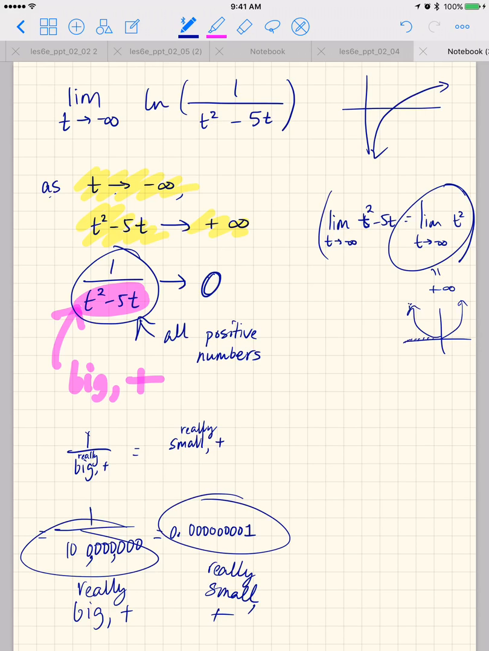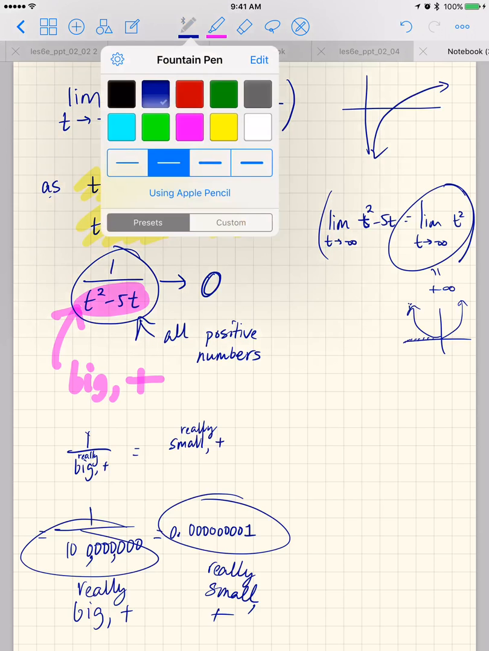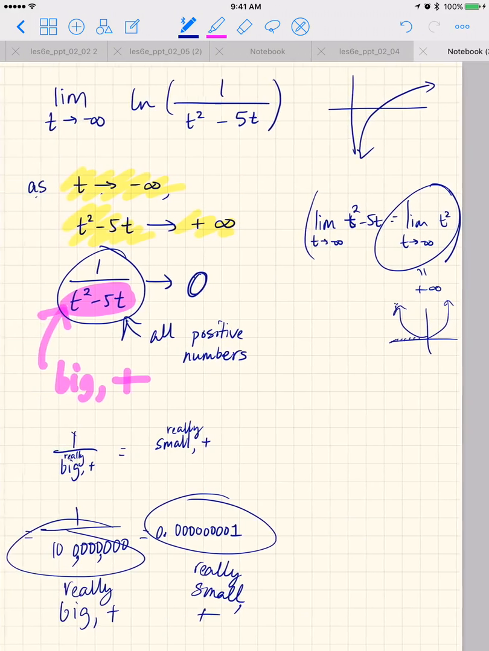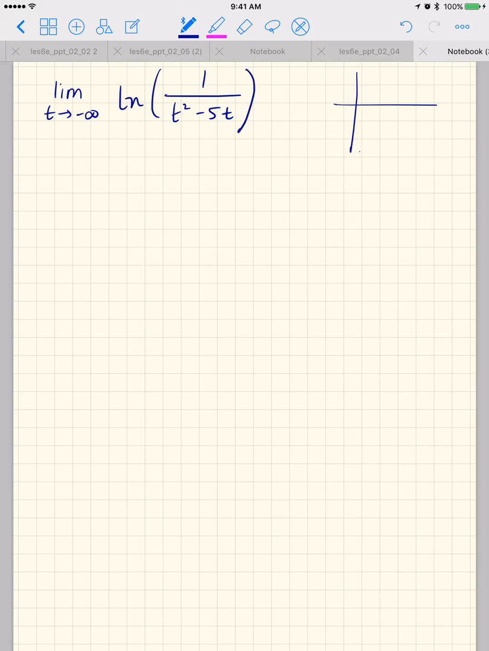All right. So back to our problem that we're looking at here. So let's actually kind of just start again. So our goal is to find the limit as t goes to negative infinity of the natural log of 1 over t squared minus 5t. Okay. So we said, just to keep in mind, we want to have a picture here of natural log.